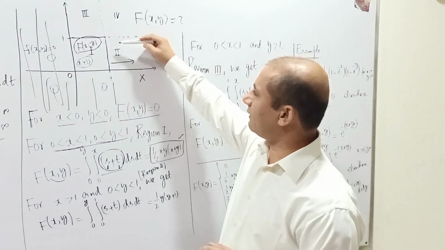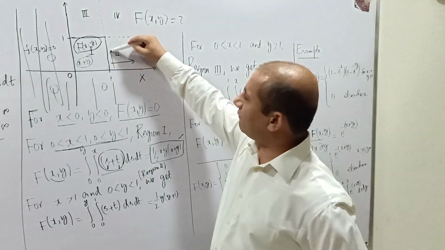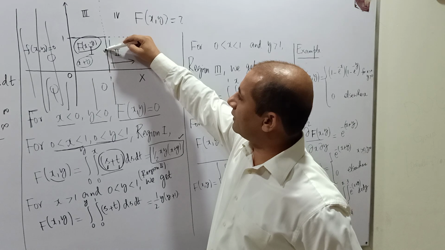now when x is greater than 1, I have two possibilities. One possibility is that y is in this range, y is from 0 to 1.